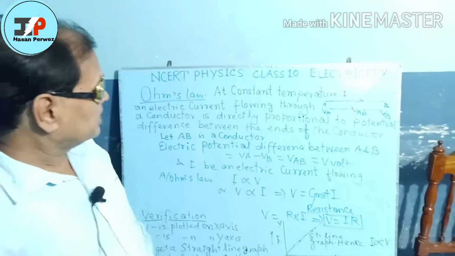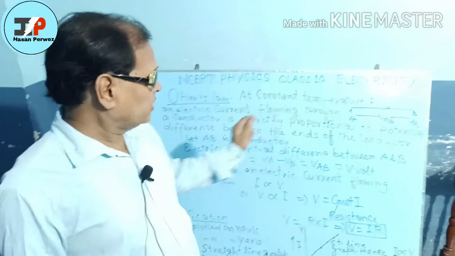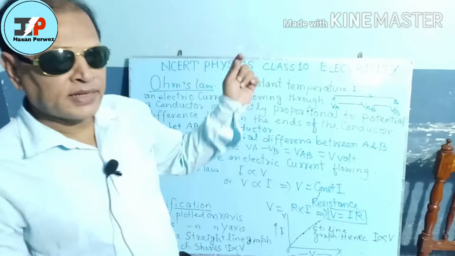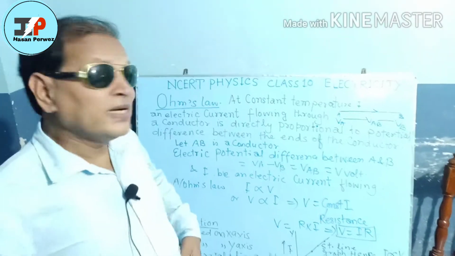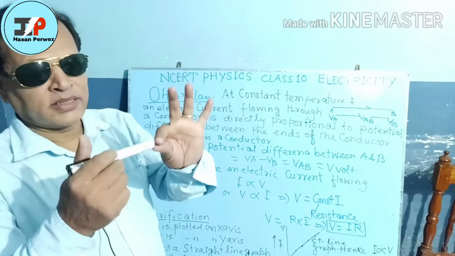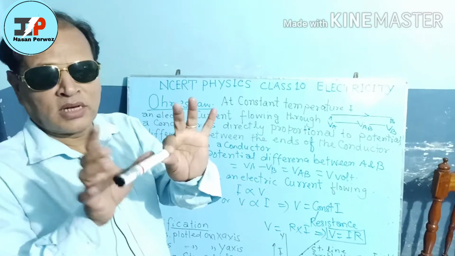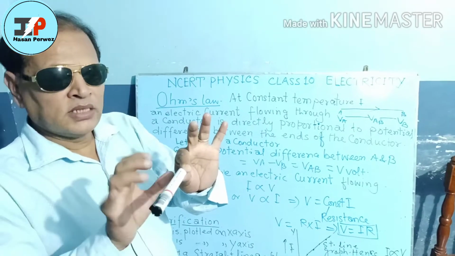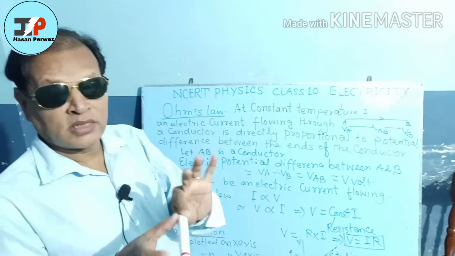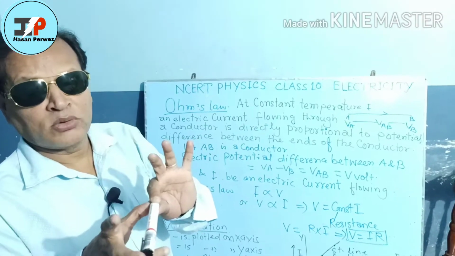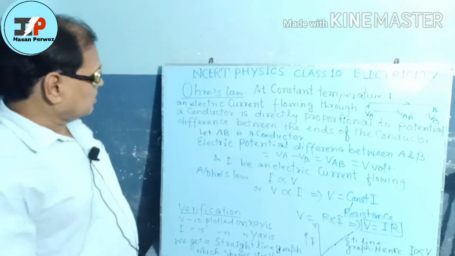At constant temperature, an electric current I flowing through the conductor is directly proportional to the potential difference between the ends of the conductor. कंडक्टर का दो एंड है, दोनों के बीच पोटेंशियल डिफरेंस जितना हाई होगा करंट बहेगा. इसके डायरेक्टली प्रोपोर्शनल का मतलब हुआ करंट ज्यादा बहेगा अगर पोटेंशियल डिफरेंस ज्यादा होगा, करंट का अमाउंट कम होगा जब पोटेंशियल डिफरेंस कम होगा. So this is the law.